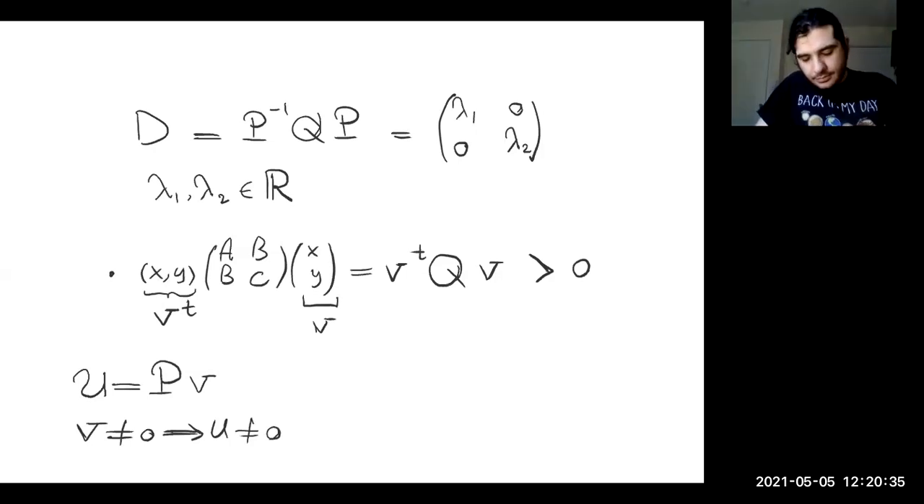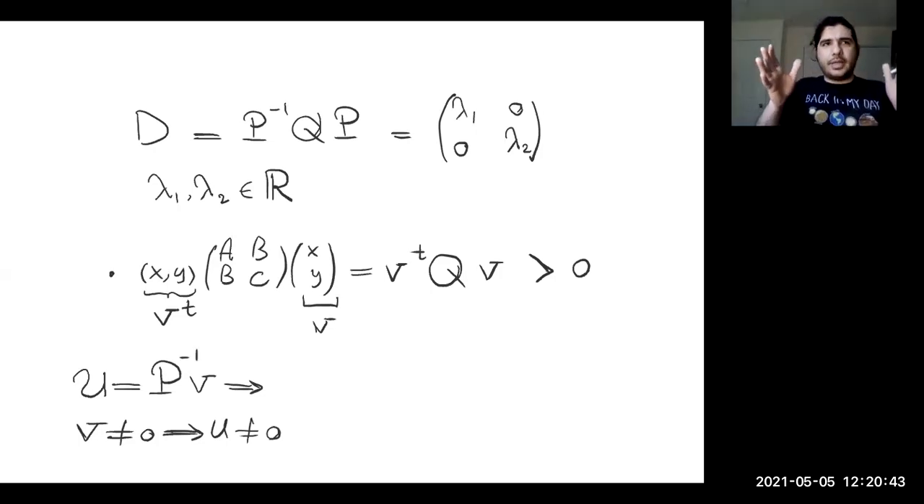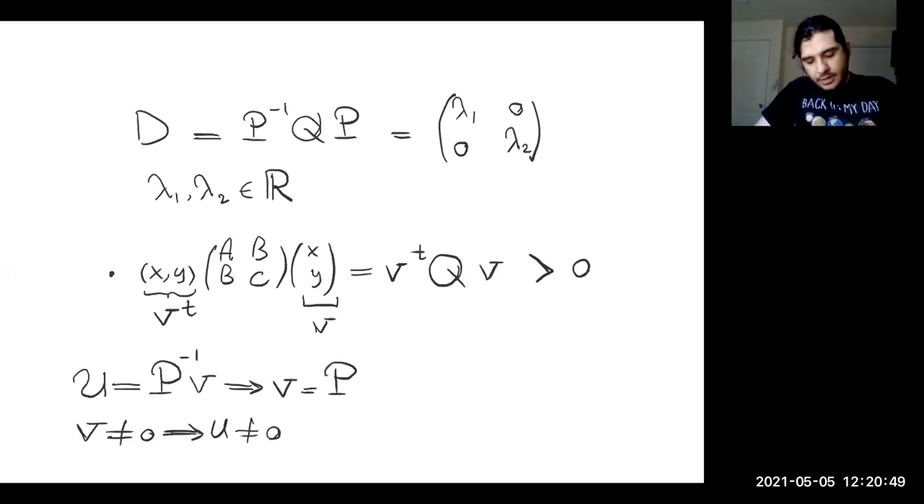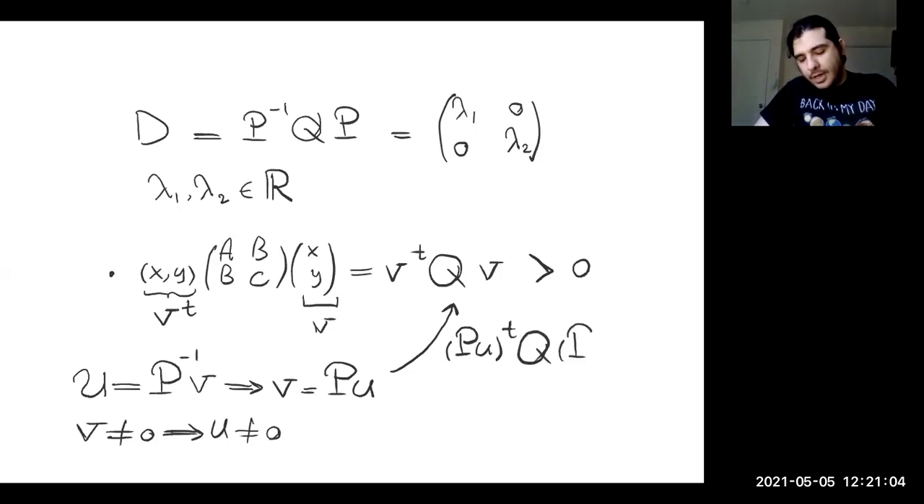In that case, let's call u to be P inverse of v. It doesn't matter, because if P is invertible, P inverse is also invertible. In that case, v would be equal to P u. I can just plug that inside this equation we have. So instead of v, I would write (P u) transpose Q, and then instead of v, I would write P u. This matrix should be positive, right? Okay. What does it tell me?